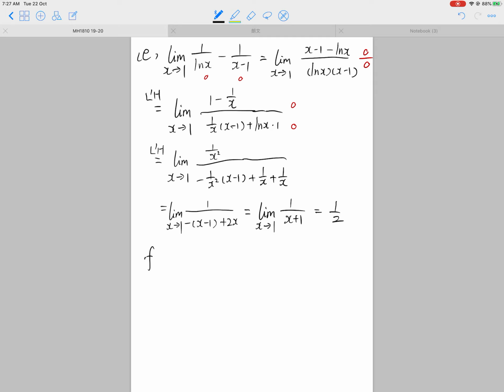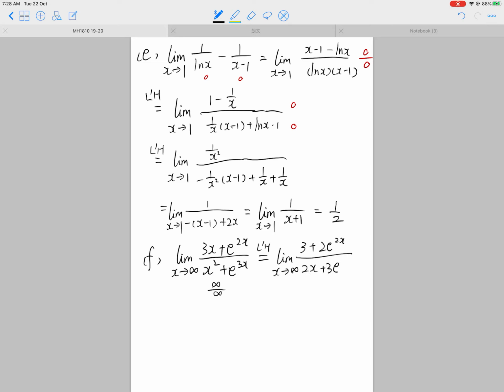Part F: limit of 3x plus e to the power of 2x over x squared plus e to the power of 3x. Again, because it's infinity over infinity, you can use L'Hopital's rule. You differentiate the top, it will be 3 plus 2e to the power of 2x. You differentiate the bottom, it will be 2x plus 3e to the power of 3x.